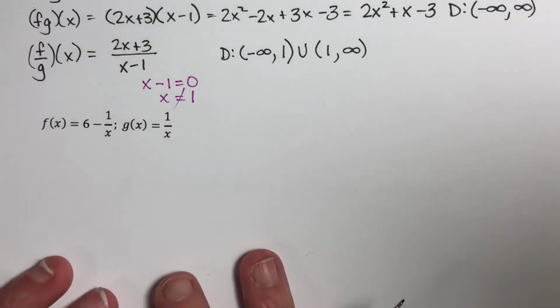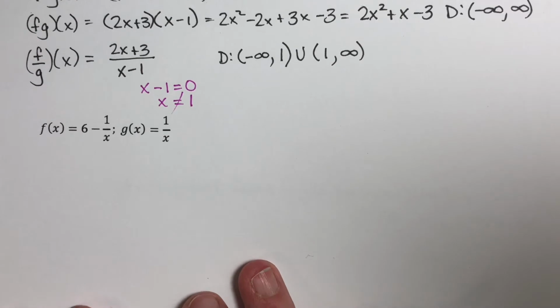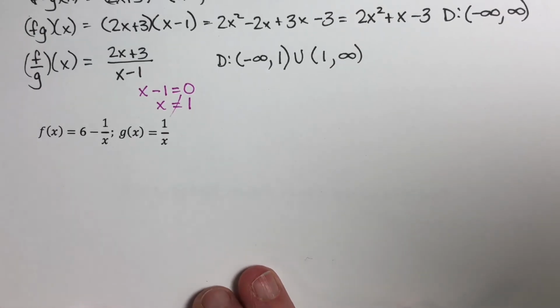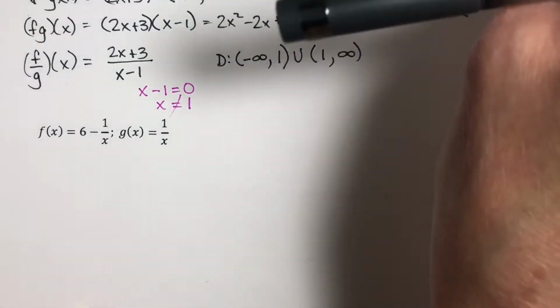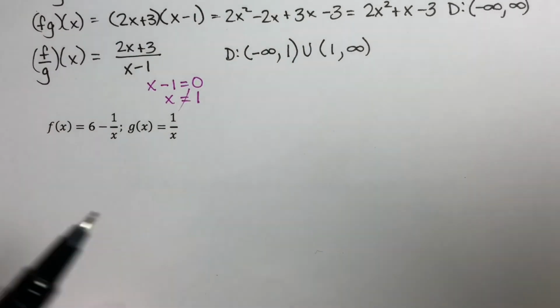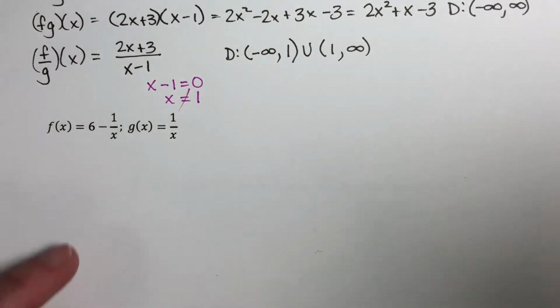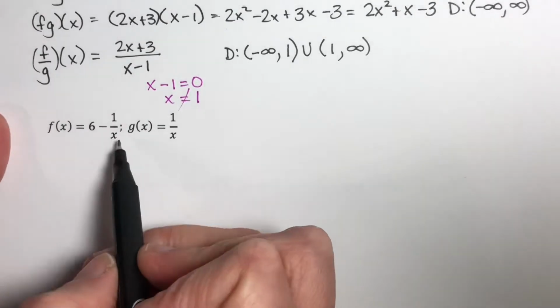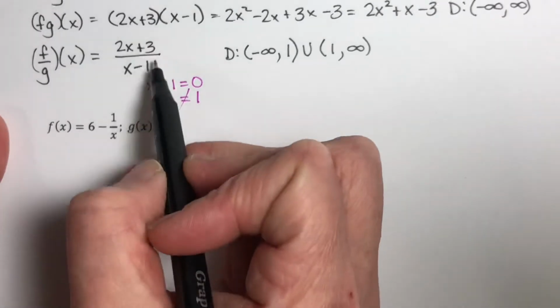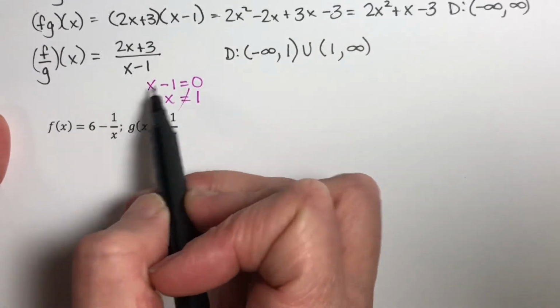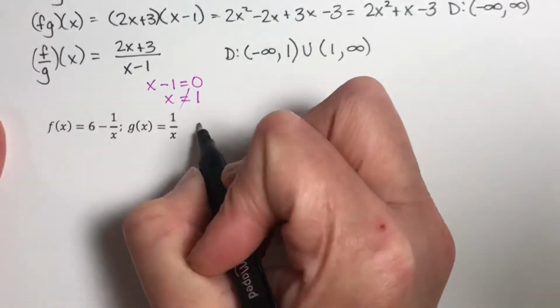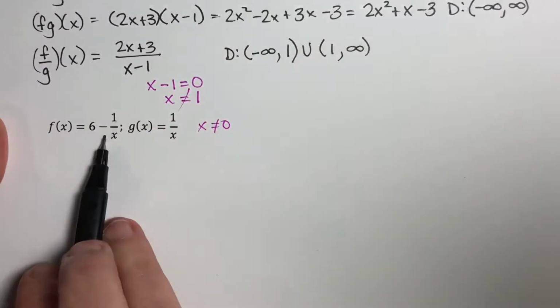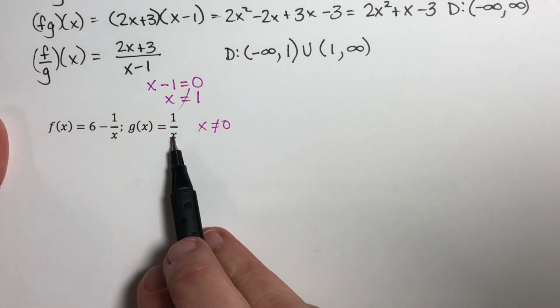All right, so let's do the same type of problem here. I have f of x is equal to 6 minus 1 over x, and g of x is equal to 1 over x. Let's look at the domain of these. Right here, I have an x in a denominator. I'm not allowed to have 0 in the denominator. Since here I had x minus 1, I had some algebra to do. But here, x cannot equal 0. It can't equal 0 here, and it cannot equal 0 here.